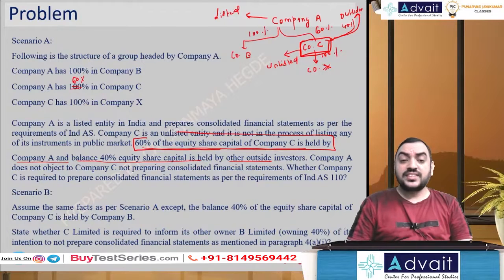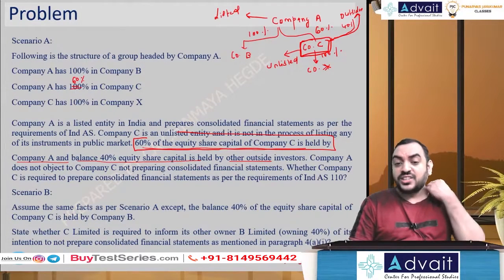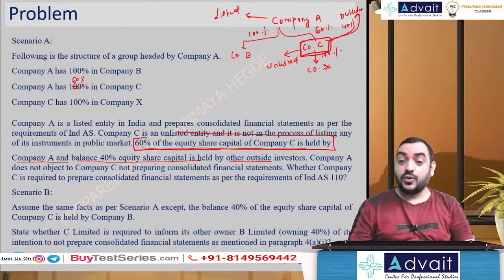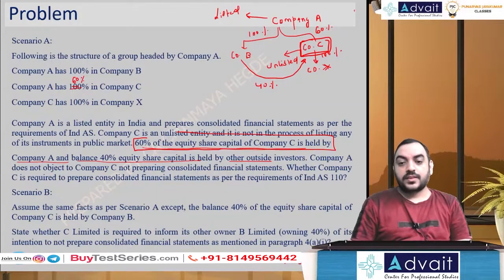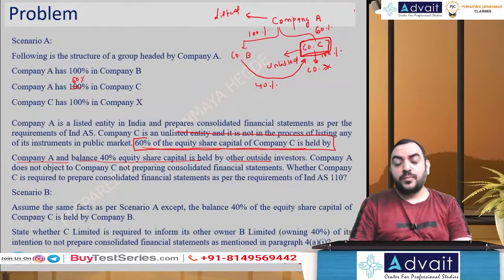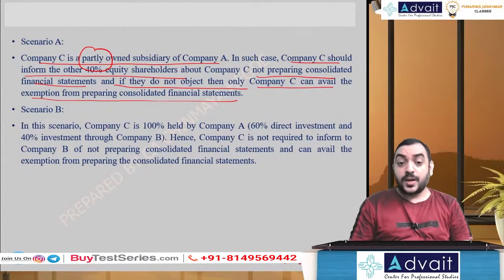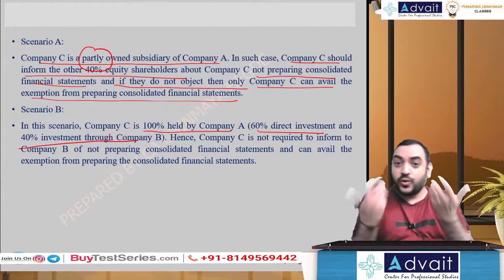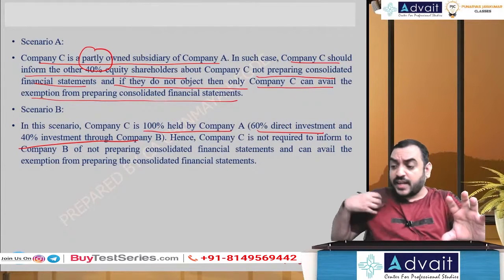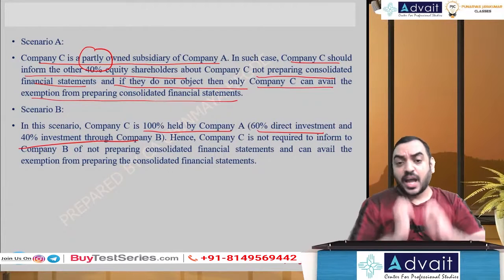Scenario B, assuming the same facts as per scenario A, except the balance 40% of the equity share capital is held by company B. Oh, it's not outsiders. This 40% is by company B itself. So 60% is by company A, 40% is by company B. Whether C Limited is required to inform other owners, B Limited owning 40%, of its intention not to prepare consolidated financial statements, in paragraph 4A1. In the scenario, company C is 100% held by company A, 60% direct investment, and 40% through company B. So company A directly has 60%, and A has a stake in B, and B has 40%. So indirectly, I'm having 40%.